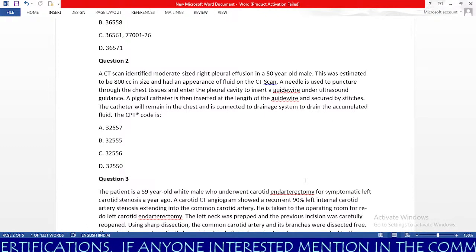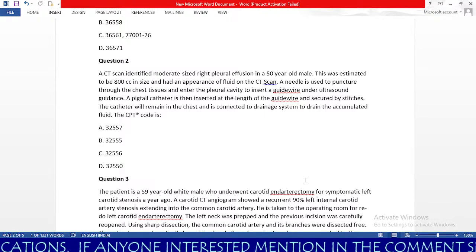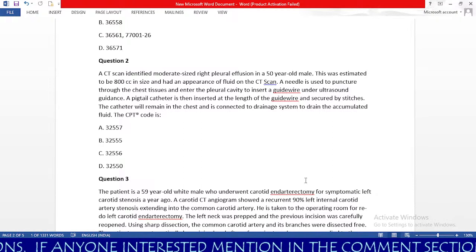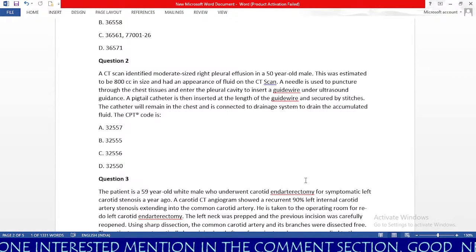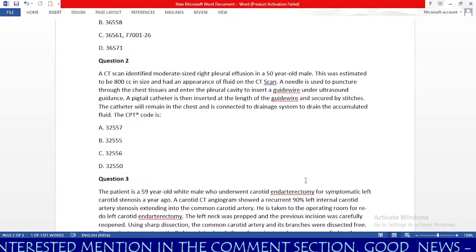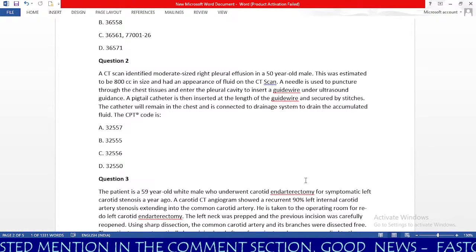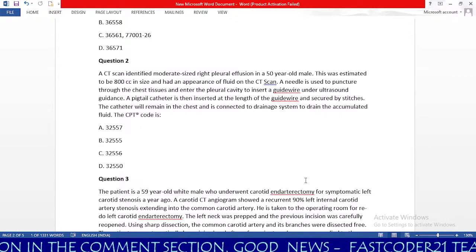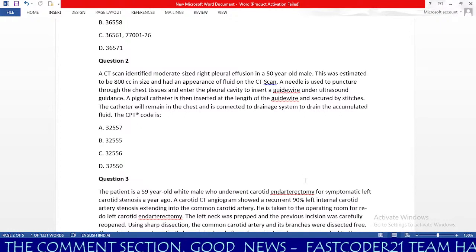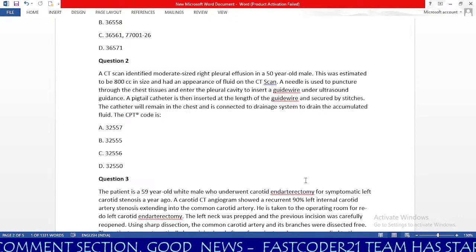A needle is used to puncture through the chest tissues and enter the pleural cavity to insert a guide wire under ultrasound guidance. A pigtail catheter is then inserted over the guide wire and secured by stitches. The catheter will remain in the chest and is connected to a drainage system to drain the accumulated fluid. So we need to go by now.